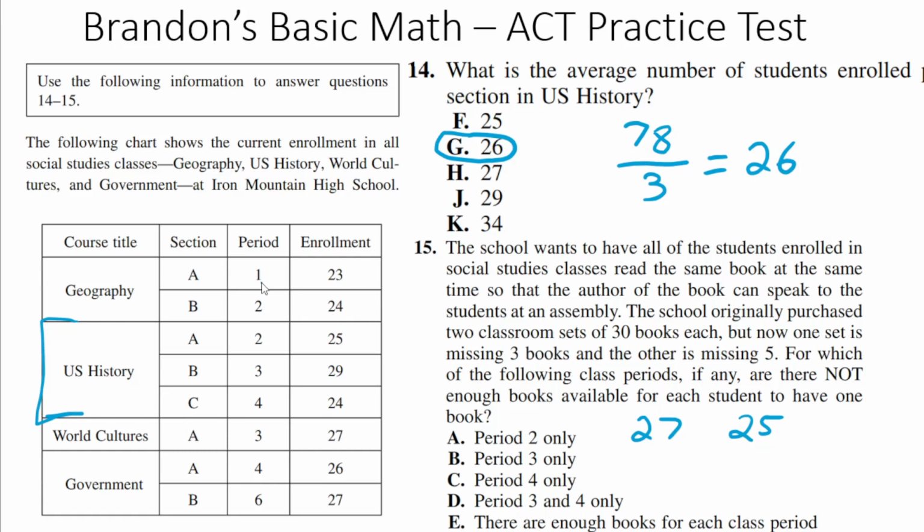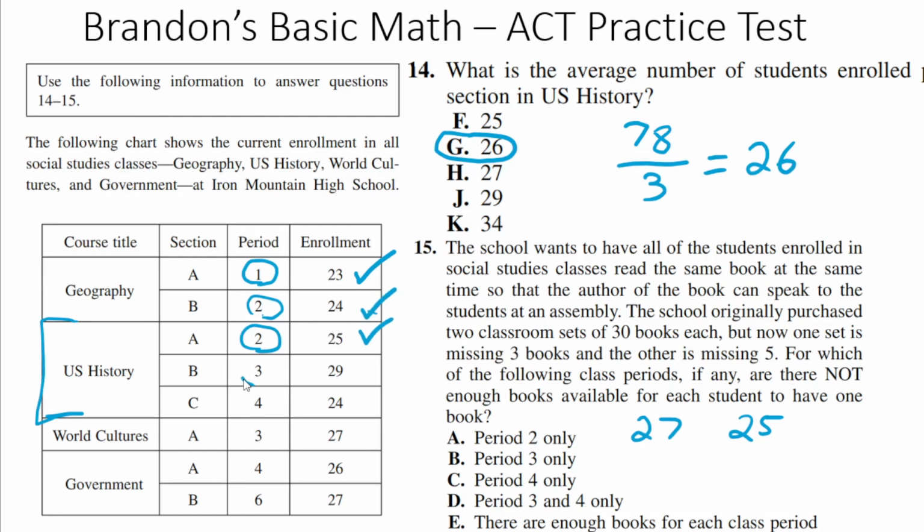So period 1, this is the only one here. It has 23 students enrolled. So that's going to be covered because we have 27 as our max here. For period 2, we have 24 and 25. Both of these are 25 or fewer, so that means these are both good for period 2.